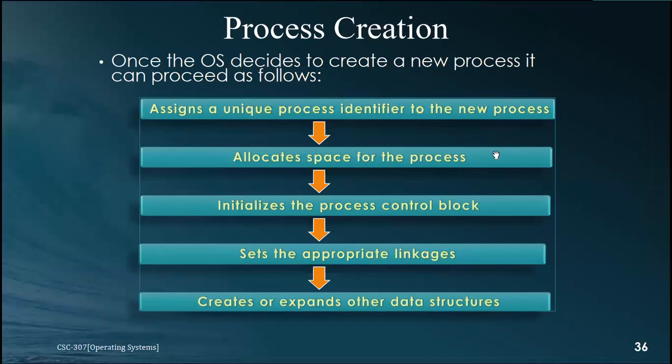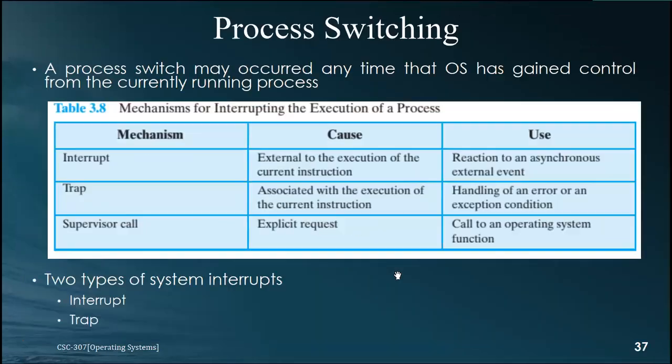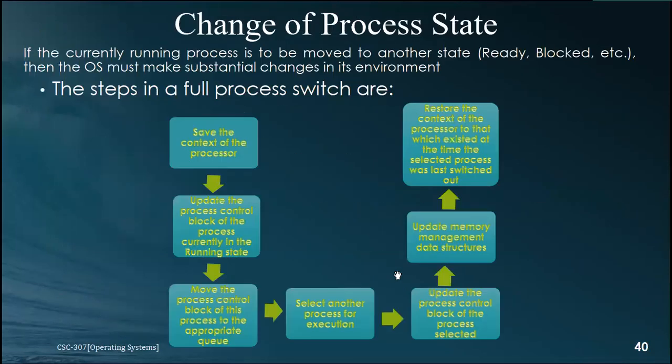We have discussed these steps of how to create the process. It assigns the process identifier, allocates space, initializes the process control block, sets the appropriate linkages, and finally expands the PCB data structure. So I think we are done with this chapter. Oh, this one is remaining.